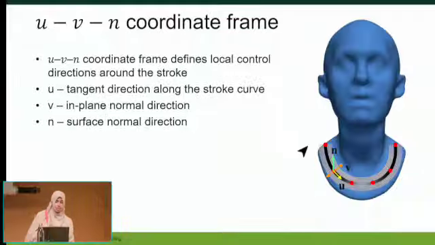Now that we have the brush and the stroke defined, we have this UVN coordinate frame that resides in this trajectory that basically defines the local control directions around the stroke. So U is the tangent direction along the stroke curve, V is the in-plane normal direction, and N is the surface normal direction. This is all we need to know in order to manipulate that tubular region.